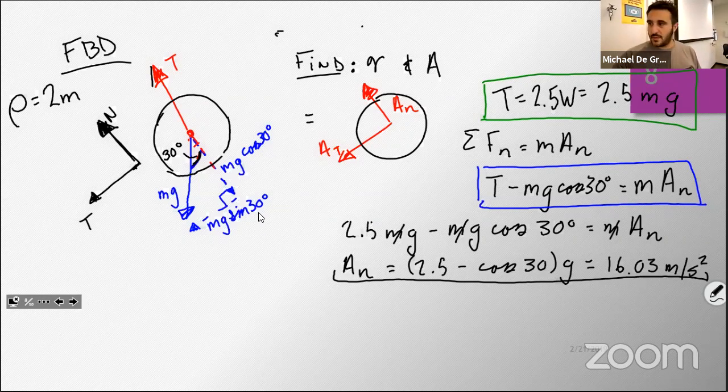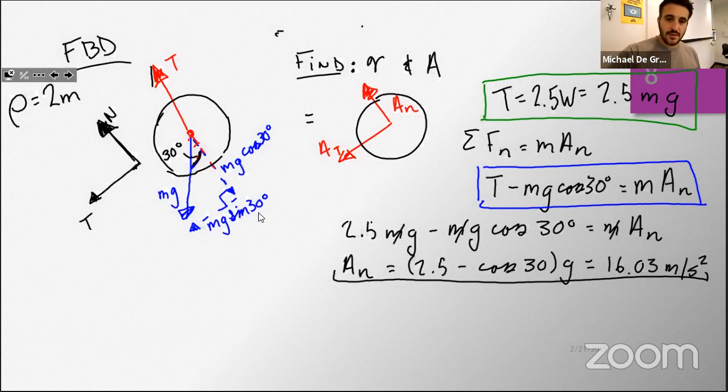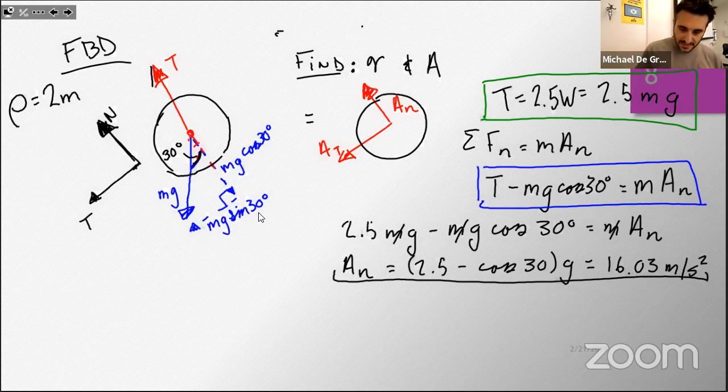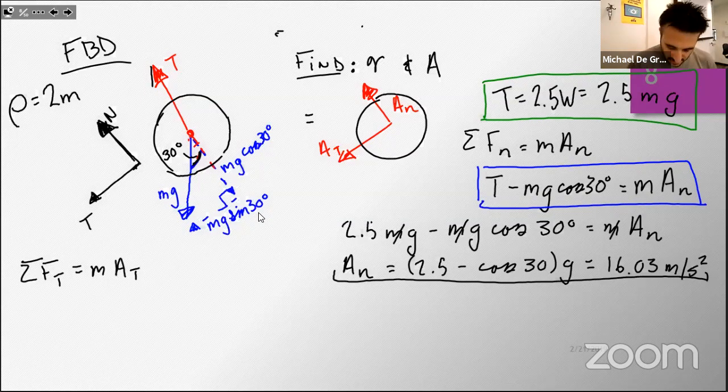There's one more component to this because it asks us for the acceleration, right? And the acceleration is a vector. So there's actually a normal component and a tangential component. So we have to solve for the tangential component before we're done with that. So we have one more equation here, right? The sum of the forces in the tangential direction is mass times the tangential acceleration.